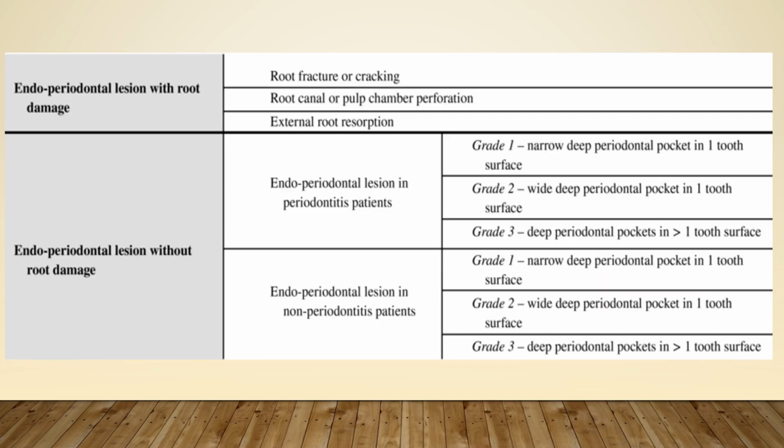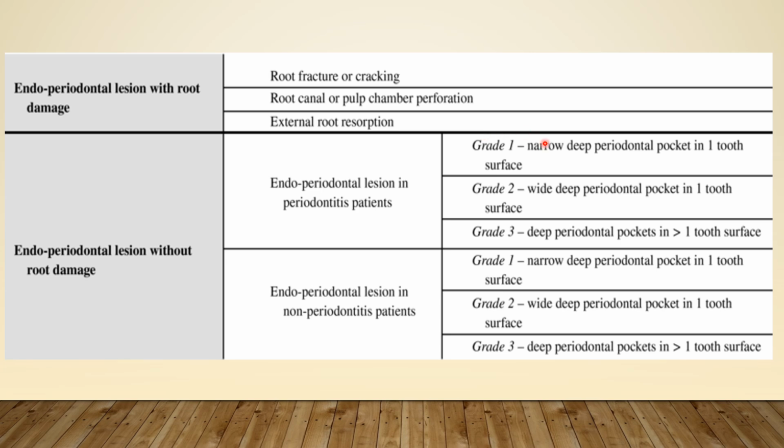Coming to Endo Perio lesions with root damage, it can be due to root fracture or cracking, root canal or pulp chamber perforation, and external root resorption. And the other type is Endo Perio lesion without root damage. These can occur in periodontitis patients or in non-periodontitis patients. In a periodontitis patient, it can be graded according to the involvement of tooth surface and the severity of pocket depth.